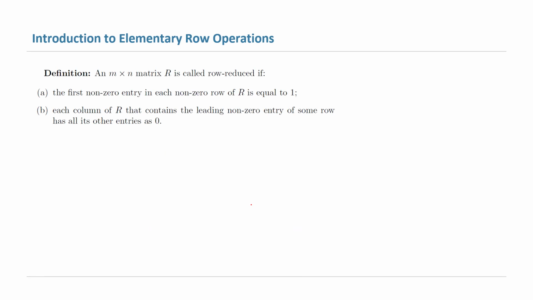Let us move on to the definition of row-reduced matrix. A matrix like R is called in row-reduced form if, first, the first non-zero entry that you see on that row is equal to 1. Second, each column of R that contains the leading non-zero entry of some row has all its other entries equal to 0.